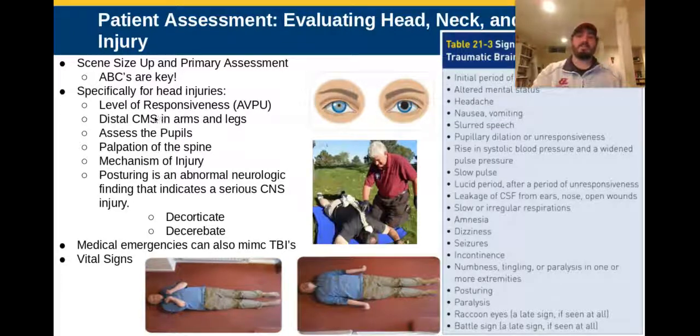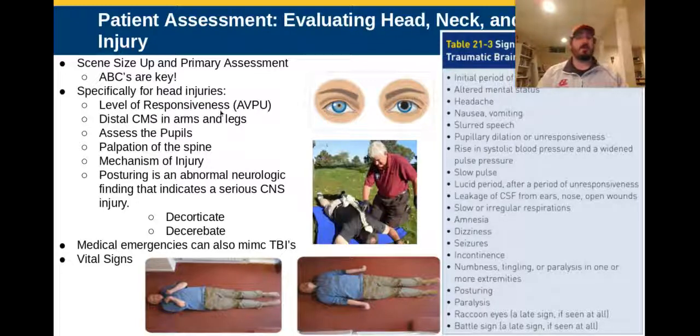The next part here is assessing CMS, which we talked about last chapter: circulation, motor, and sensation in arms and legs. That's a good baseline for our whole spinal cord and brain. If you have good CMS in your arms, but not in your legs, or in your feet I should say, can you wiggle your toes? Can I feel a pulse? Can you feel me tapping? Can you push your feet against me? That's a big scary thought.